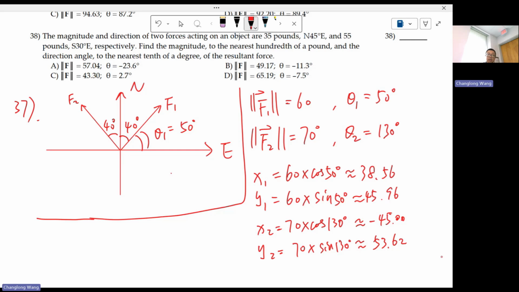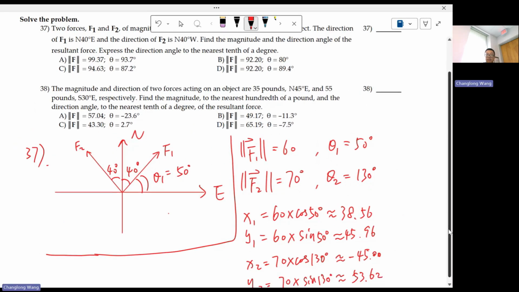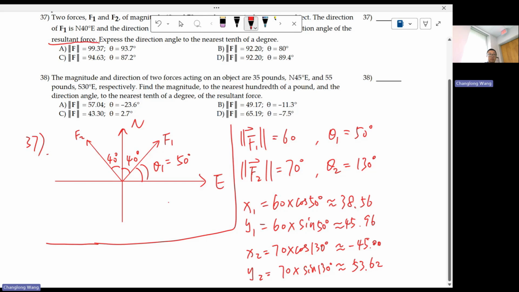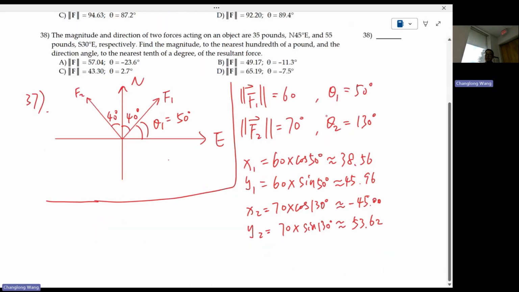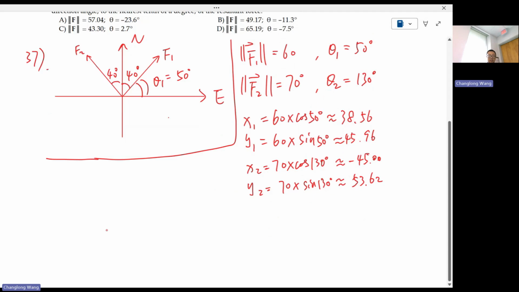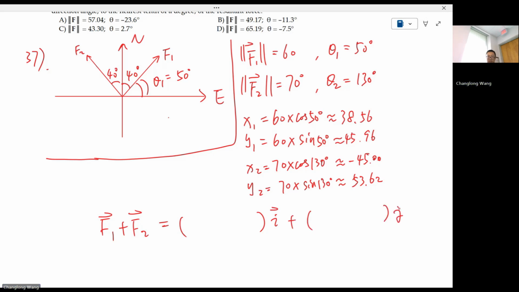Okay, so now what they're looking for, check this out. They have a fancy term for it called resultant force. The word resultant is basically the result, right? So how do you find the result of the two vectors added up? Basically the resultant force is the sum of the two forces, the sum of the two vectors. We know that you cannot just add up 60 and 70. You should add up their rise and runs, right? So F1 plus F2 in a vector way should be some number in front of I, some other number in front of J.